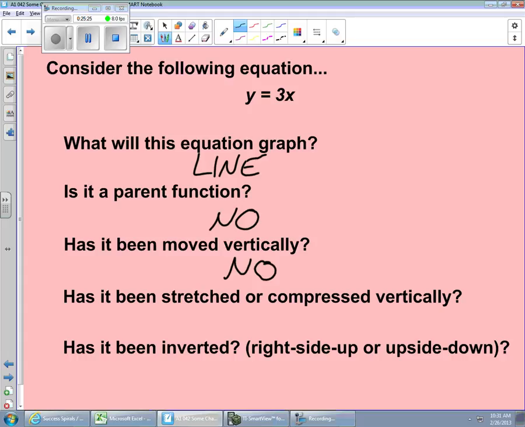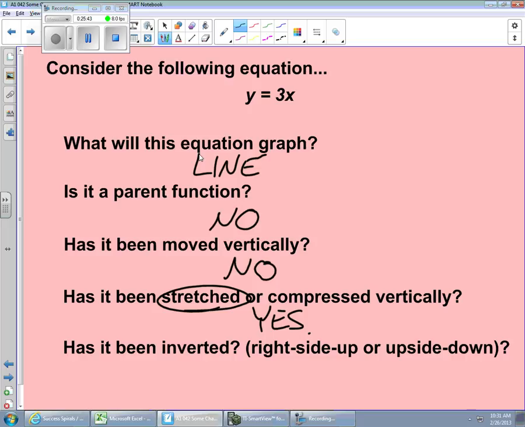Has it been stretched or compressed vertically? Yes, it has. We already said that. What has it been? Has it been stretched out or has it been flattened out? Yeah, it's been stretched, okay, because of the 3. So the answer would be yes, and more specifically, it's been stretched.